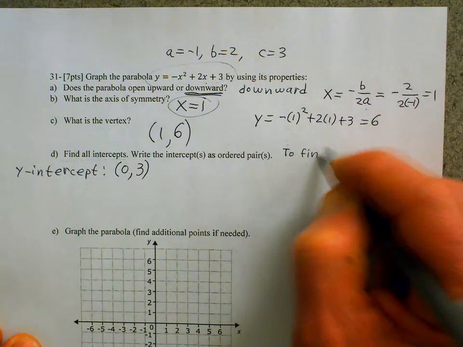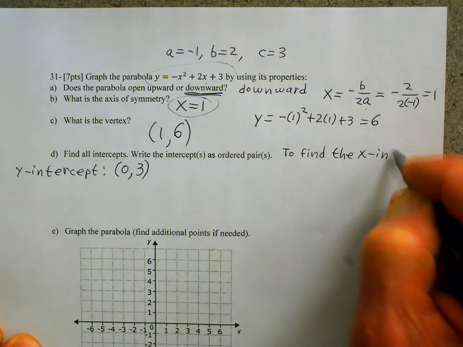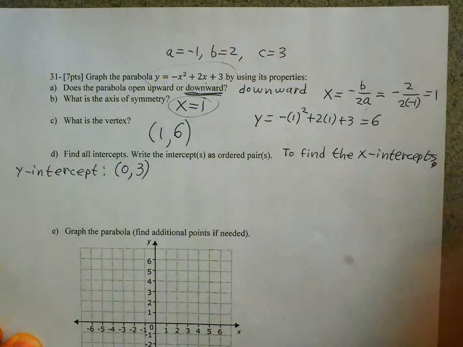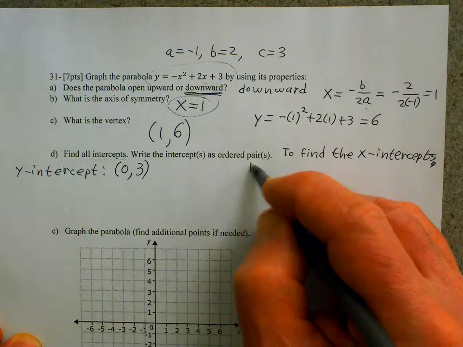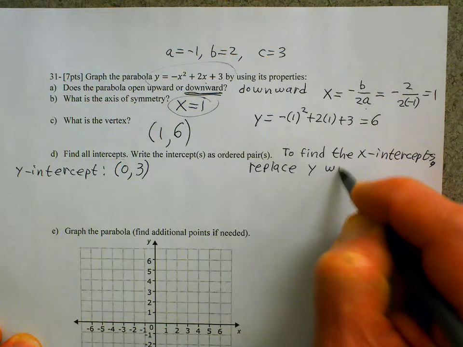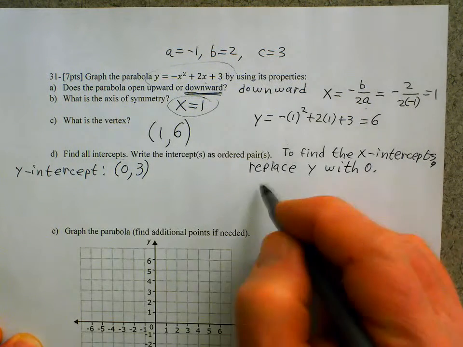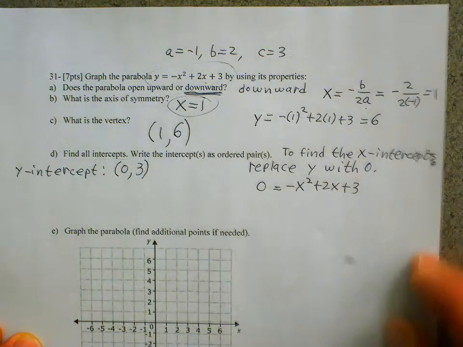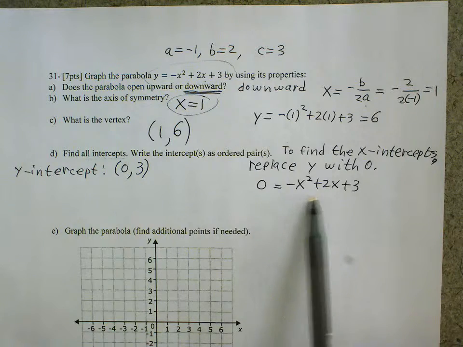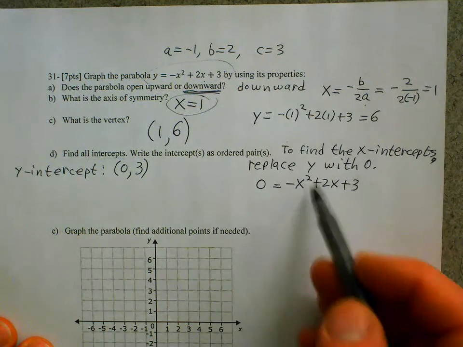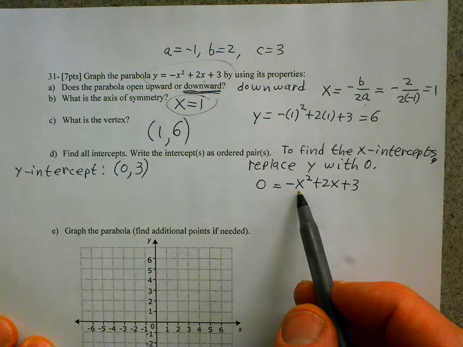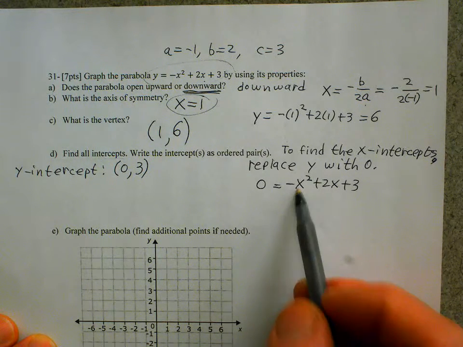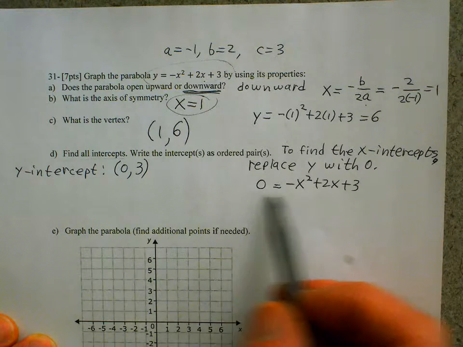So to find the x-intercepts, replace y with 0. I'll go ahead and write it. Replace y with 0, and then solve for x. So when we replace y with 0, we get 0 equals negative x squared plus 2x plus 3. We can always use the quadratic formula, or another option is to see if we can solve by factoring. In any case, since the coefficient of x squared is negative 1, I would divide every term on both sides by negative 1.